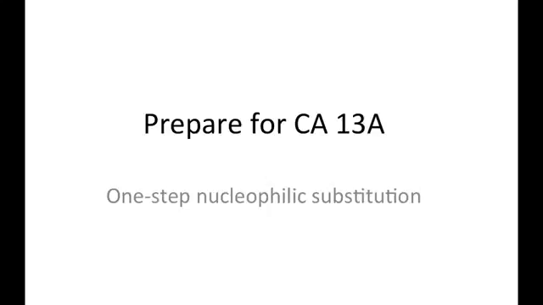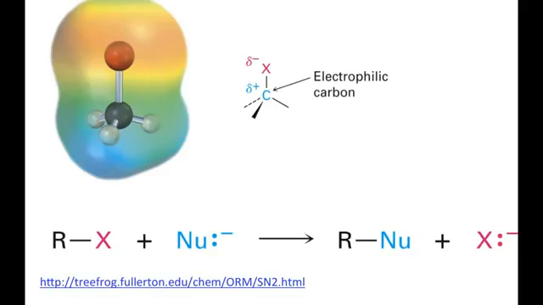Today we're going to be talking about preparing for Chem Activity 13A, known as a one-step nucleophilic substitution. Up until now we've been talking about reactions at sp2 carbons, alkenes, arenes, and so on. In Chapter 12 we start talking about reactions at sp3 carbons, and particularly ones at sp3 carbons that have an electronegative group attached to them. And that electronegative group is going to leave during the reaction, taking its electrons with it.